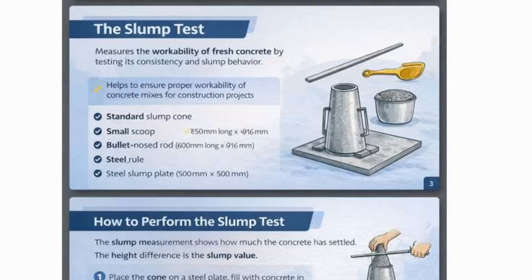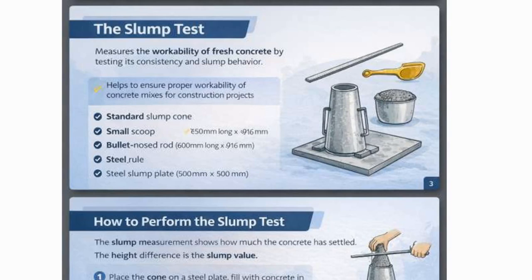Next we study the slump test. The main thing for this video is the slump test. The slump test is done to check the workability of fresh concrete. It tells us how much the concrete slumps or falls after removing the cone. Also, slump should be within a tolerance range based on the required workability at the site.